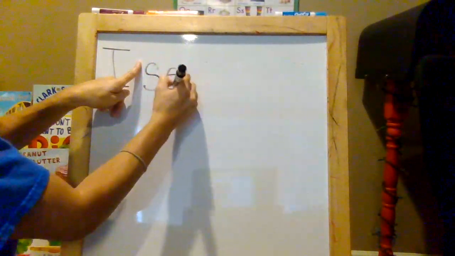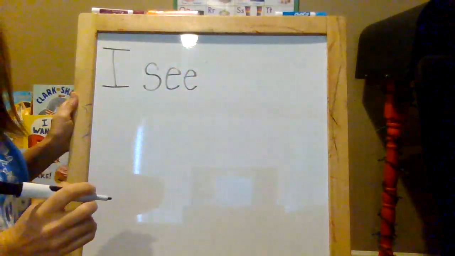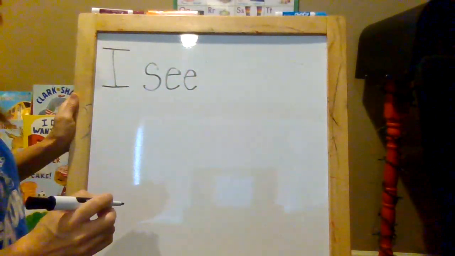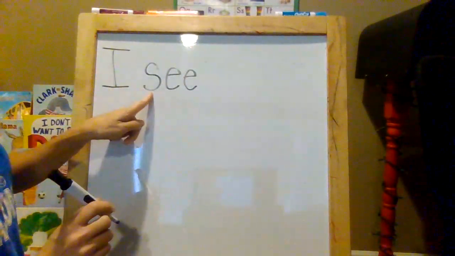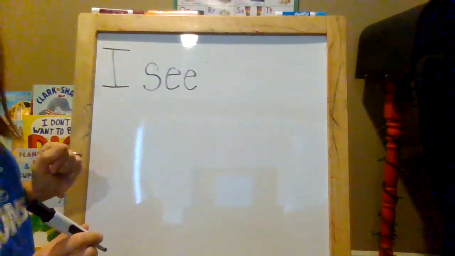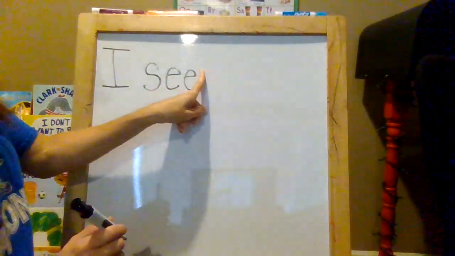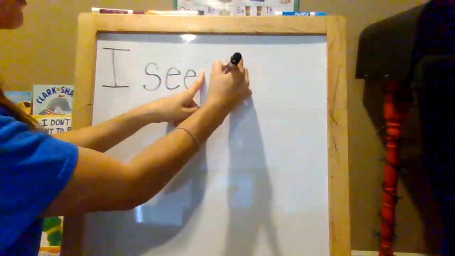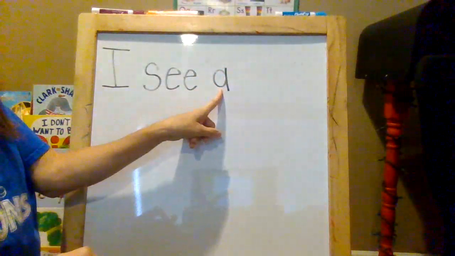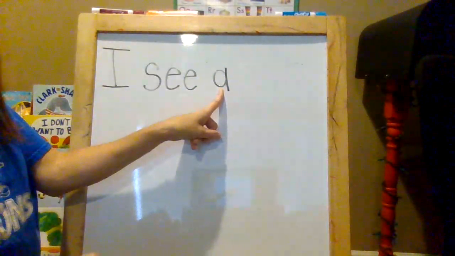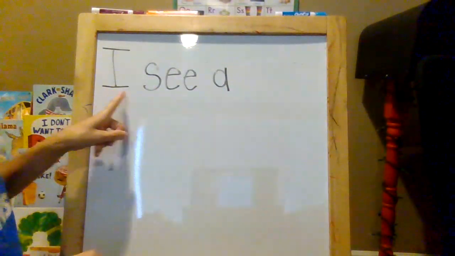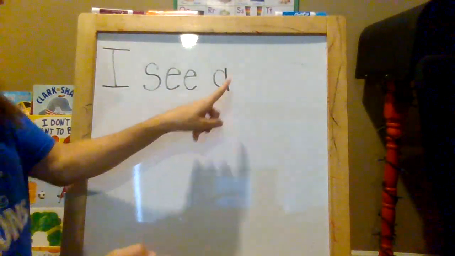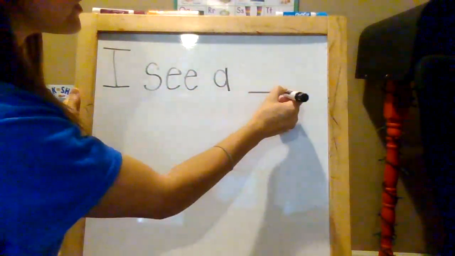See. S-E-E, S-E-E. That spells see. Go ahead and look at my word and you try to write it. Pause your video if you need more time. I'm going to put my finger and write a. It's just a tiny word. It looks like the letter A, but when I read it, I say I see a. This is where your animal is going to go.